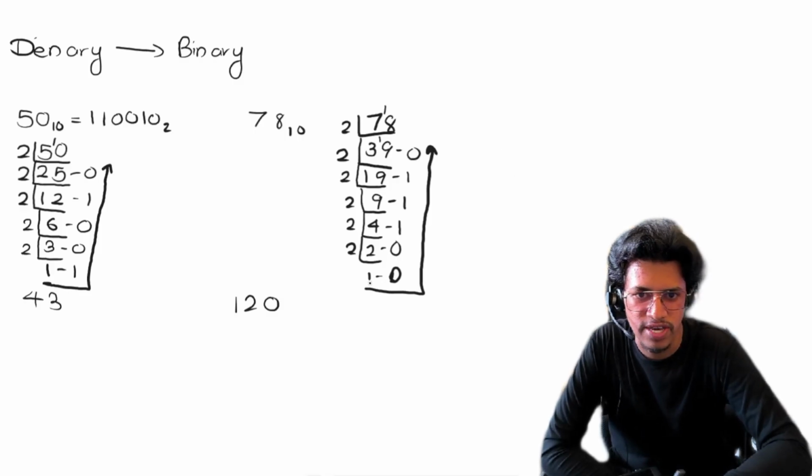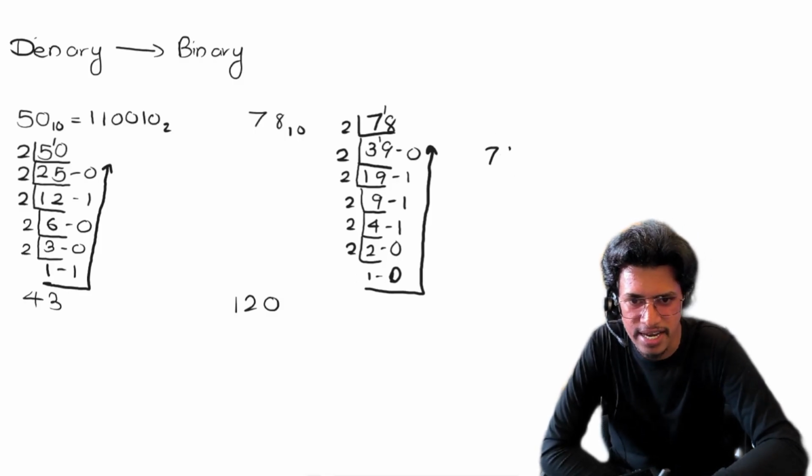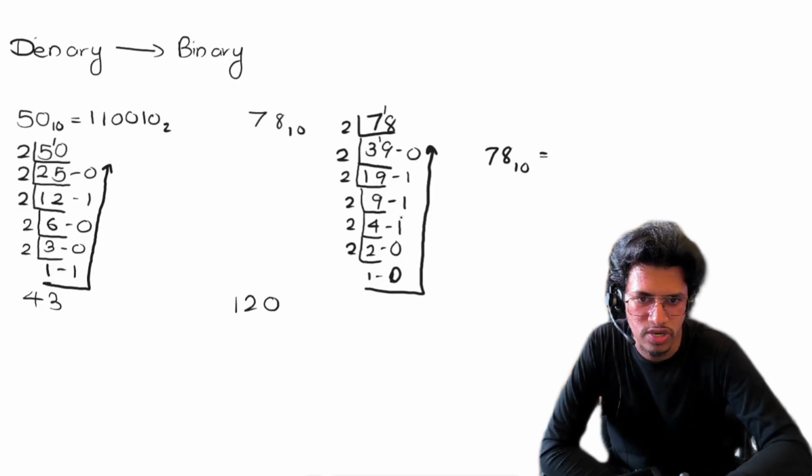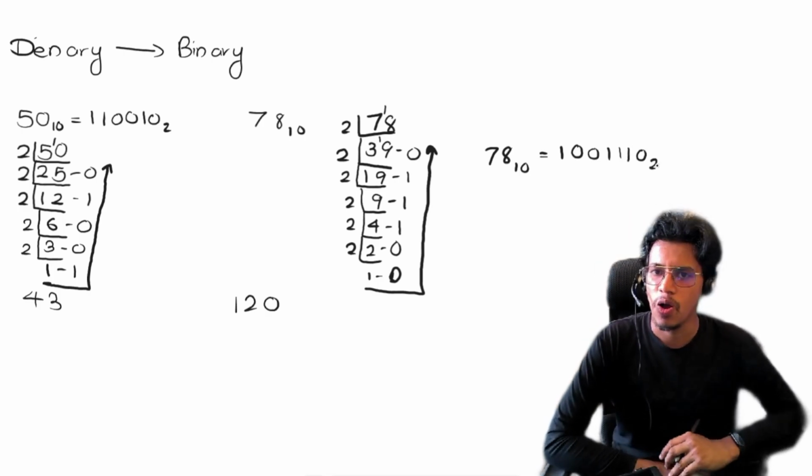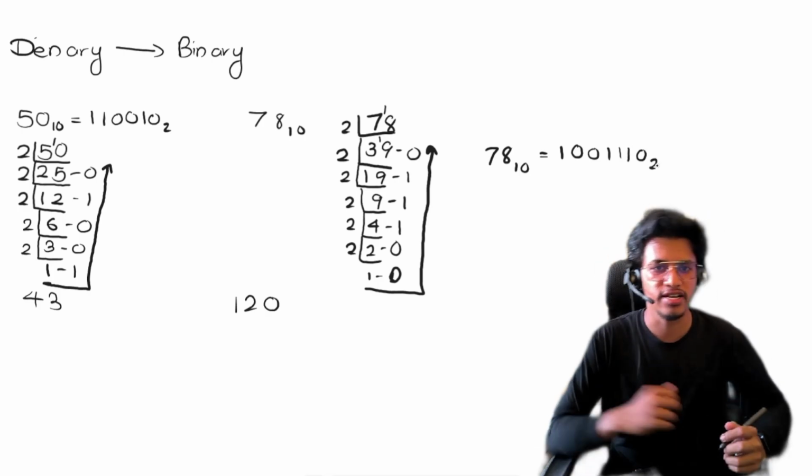So 78 denary is equal to 1001110 in binary. Now let's look at 43.